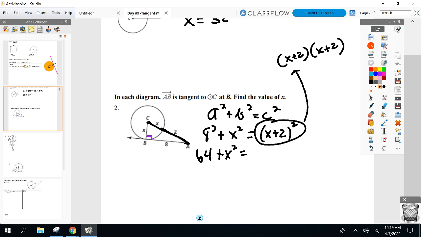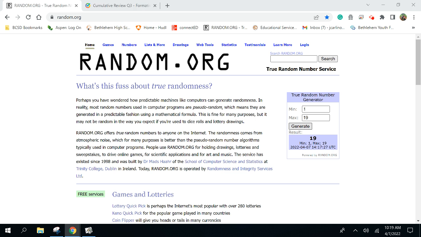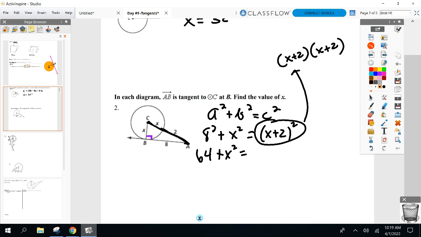Combine your like terms. Should be able to combine a couple like terms there. When you have it all combined, let me know. 14, X plus 2 times X plus 2. X squared plus 4. That's it? Oh, X squared plus 2X plus 4.